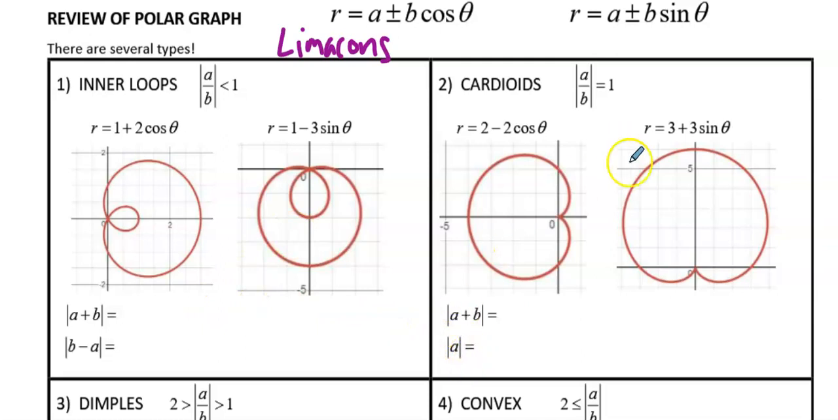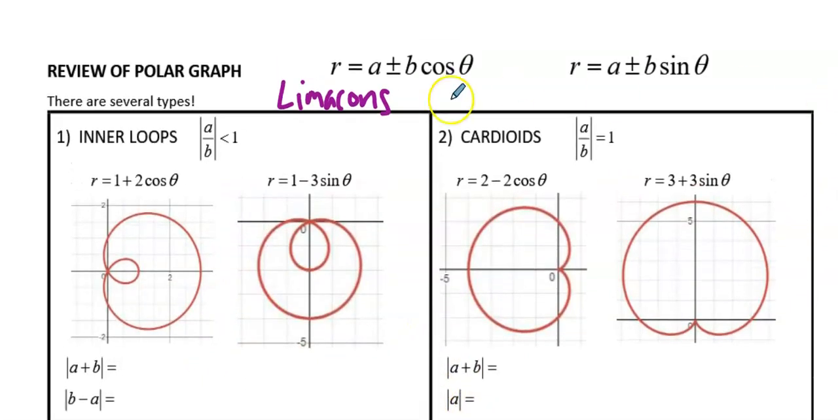So first thing I want to say about limaçons is that we have some number plus or minus some number, and then either sine or cosine theta. There's no 2 theta, 3 theta. It's just going to be a number plus or minus another number, and then again, sine or cosine theta.